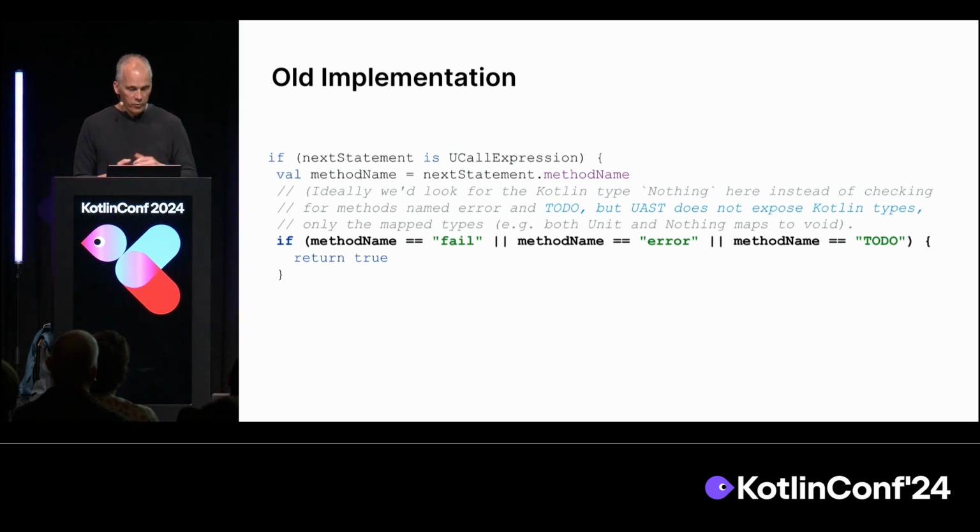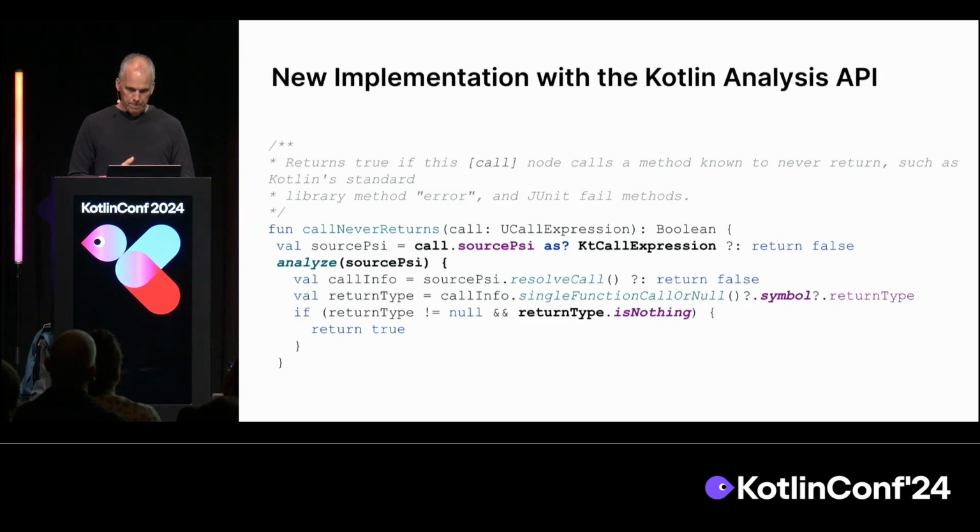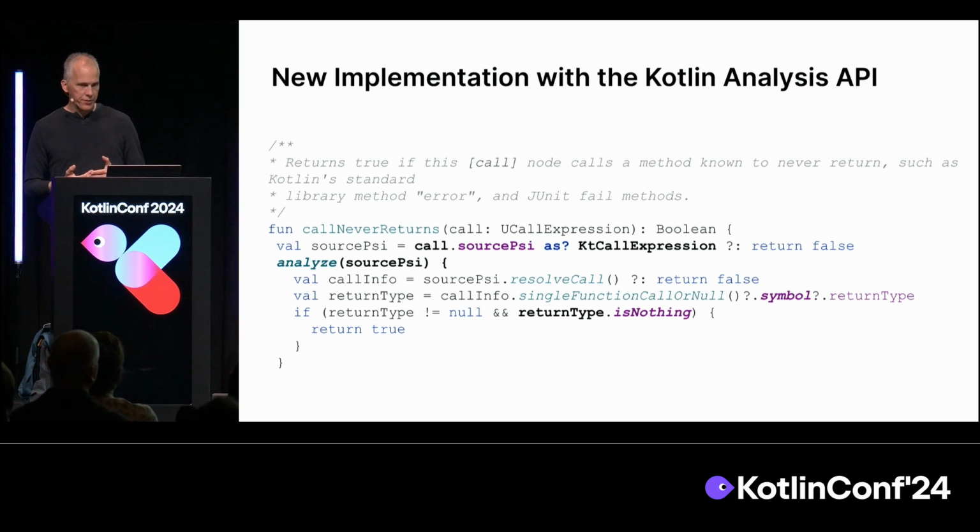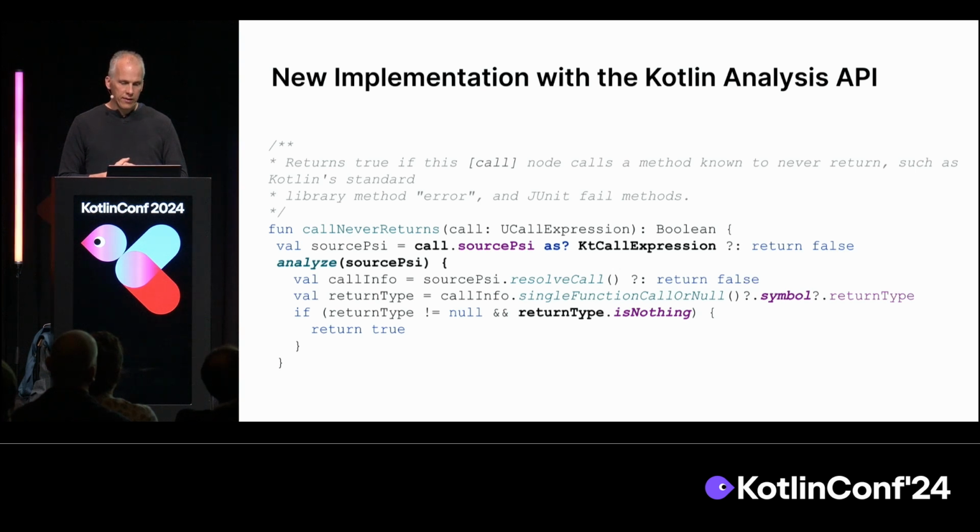But recently, the Kotlin Analysis API made it not just possible, but easy to handle this. So here's the new implementation. The entry point to all Kotlin Analysis API usage is to call analyze and to pass in a Kotlin PSI element. So this creates a session, and it's very, very important that you don't hold on to any objects inside a session and reference it outside. If you do need to hold on to something, create a simple pointer.